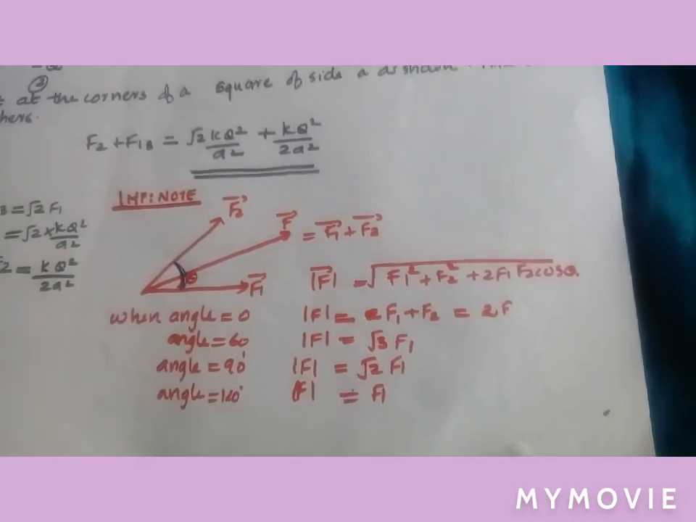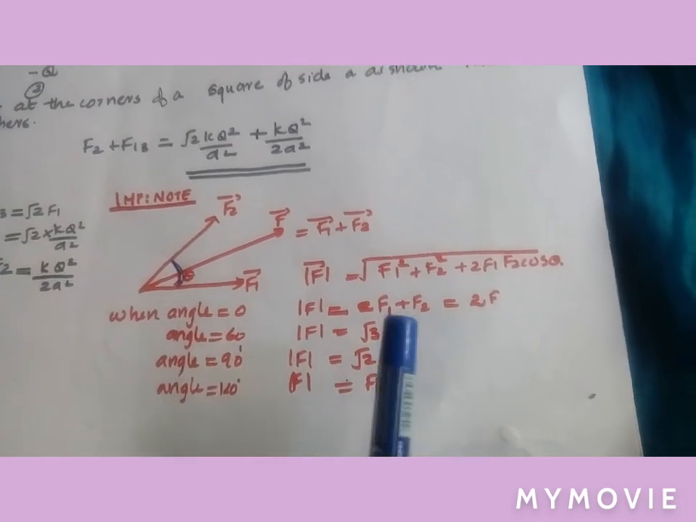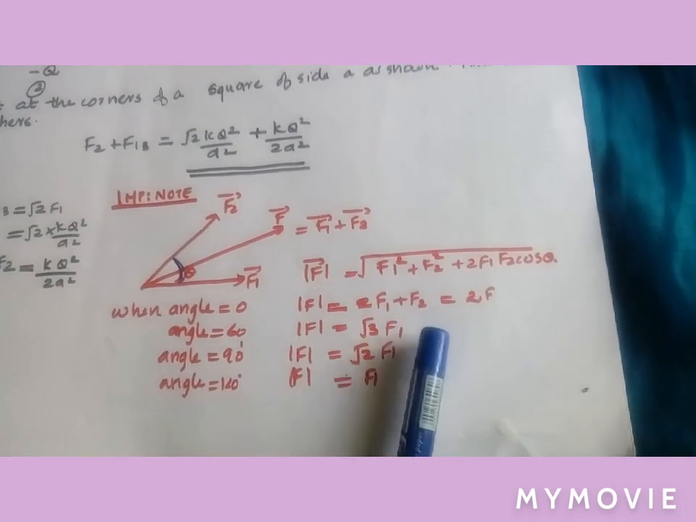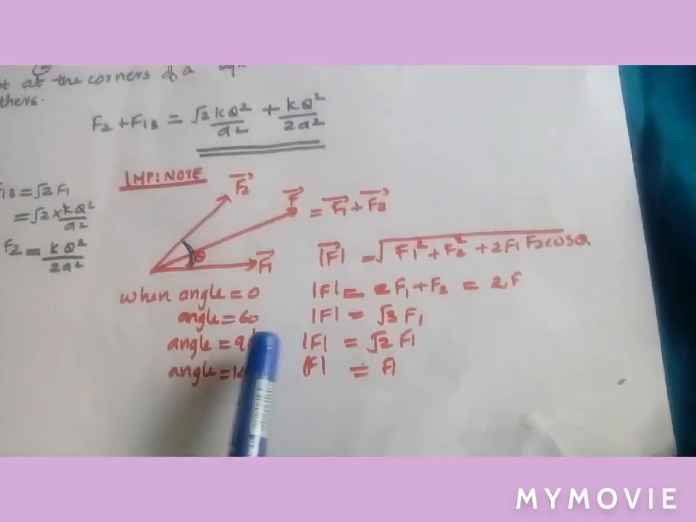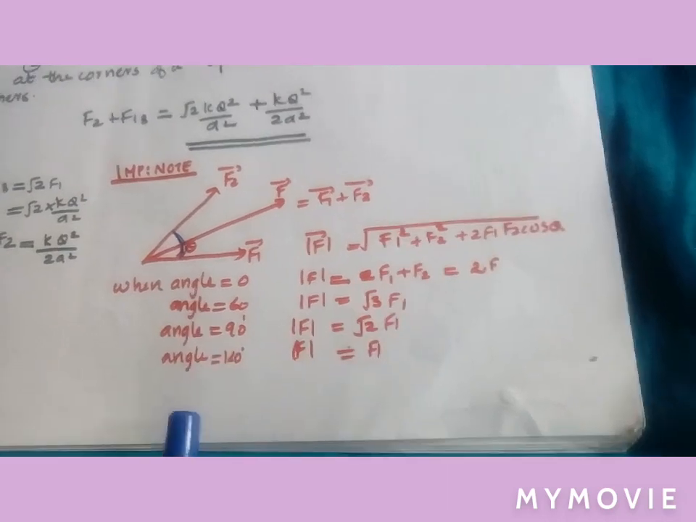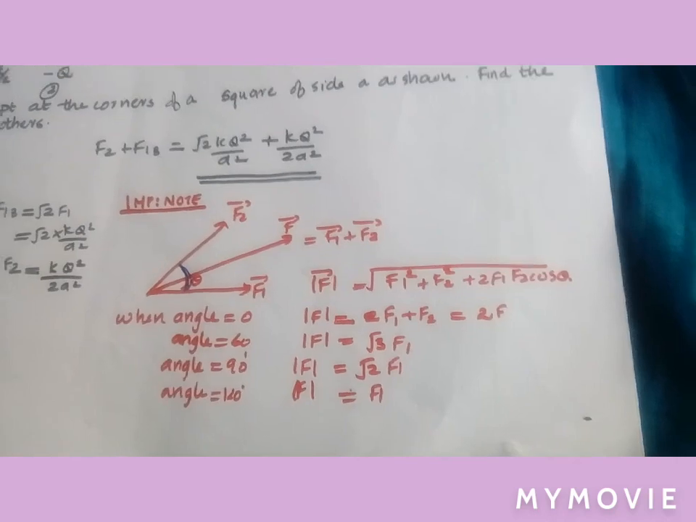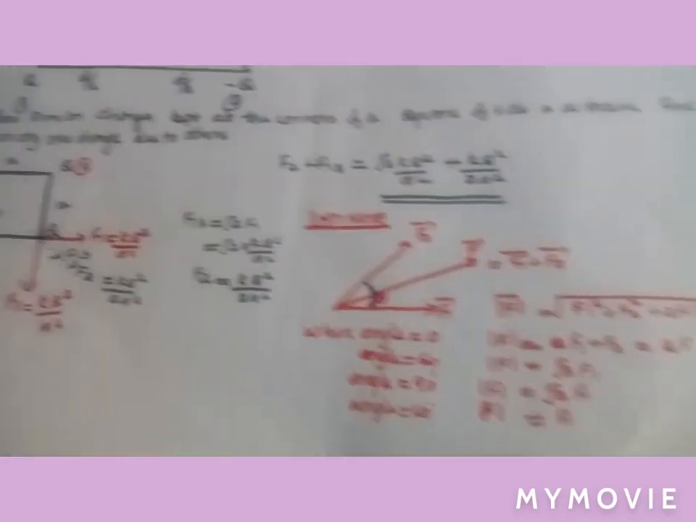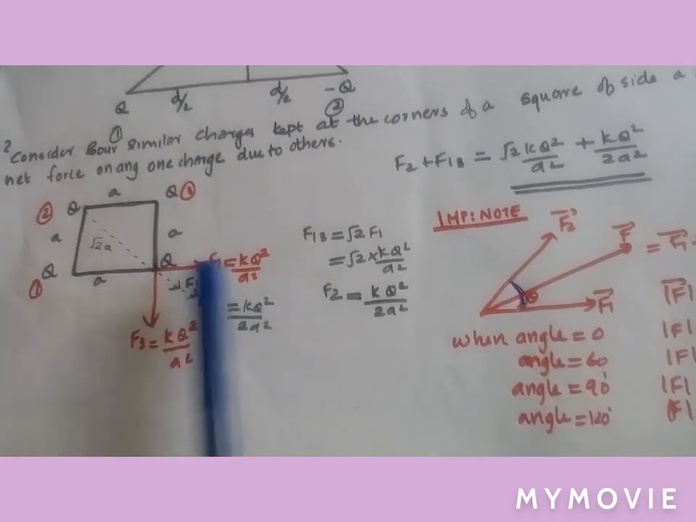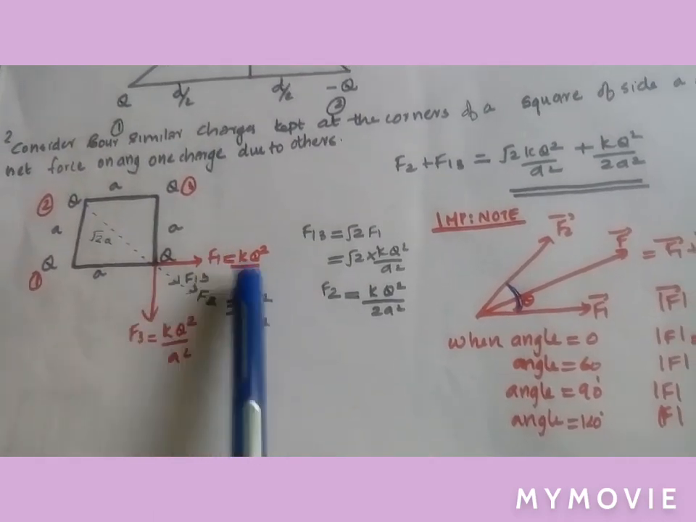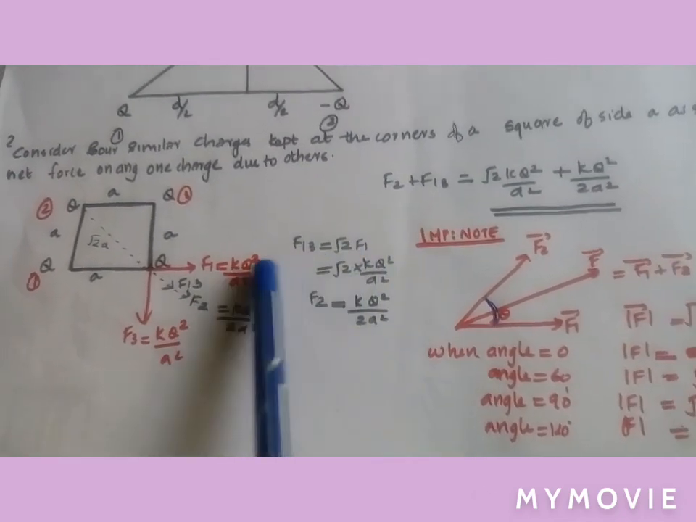If the angle is equal to 60 and the forces are the same, then the resultant is root 3 F, by substituting into these equations. If the angle is equal to 90, the resultant force is root 2 F. If the angle is equal to 120, the resultant is F only. Okay, so we have to study these equations. So from here we know that the angle is 90 degrees between F1 and F3, so the resultant is root 2 F. So kQ square by a square into root 2 is the answer for F13.